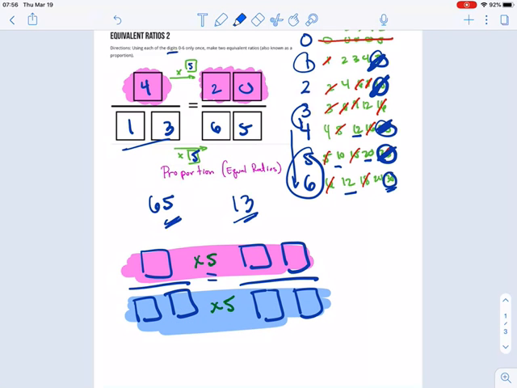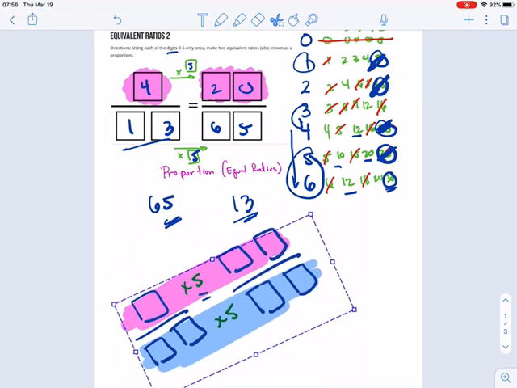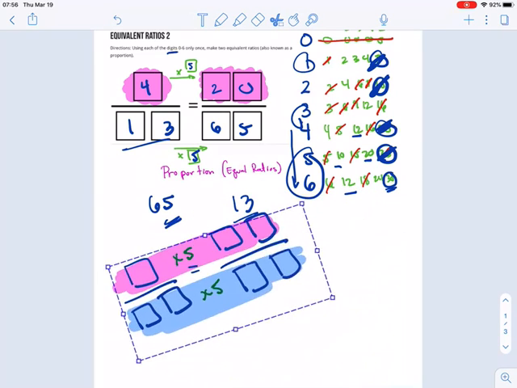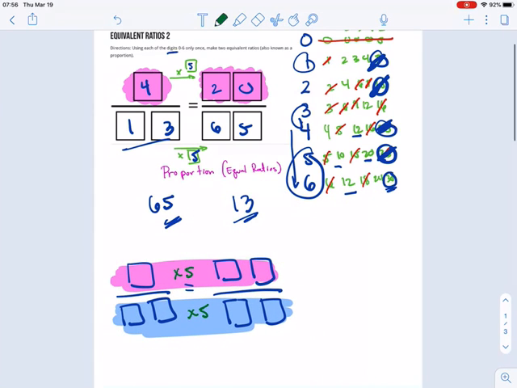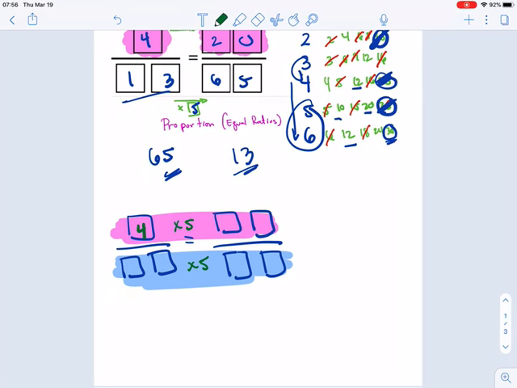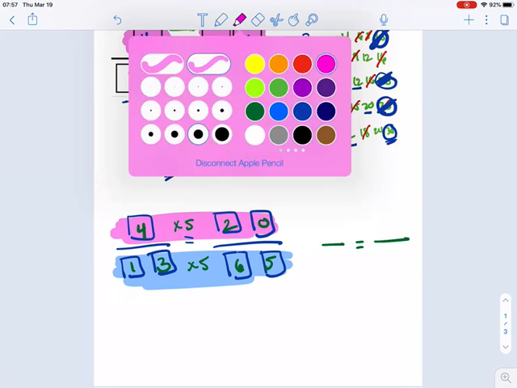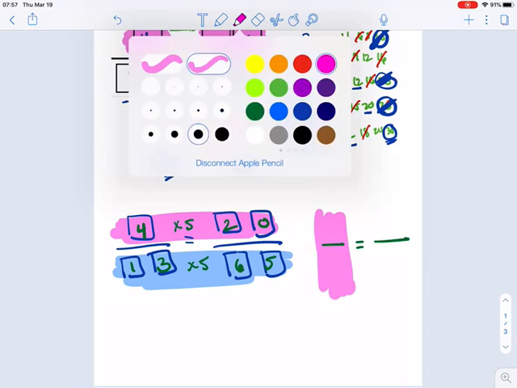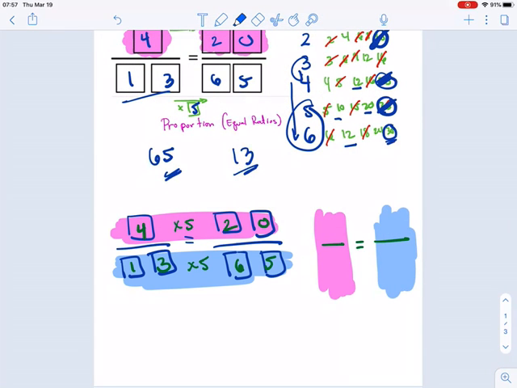Okay, now what I'm going to do is I'm basically going to get this structure and I'm going to tilt it this way, and I'm going to make two fractions this way. I'll show you what I mean. Okay, so here are my numbers. I had 4 over 13 is equal to 20 over 65, and then I can rewrite it again, equivalent ratios, but this time I'm going to make the pink go here up and down, and the blue go here up and down.